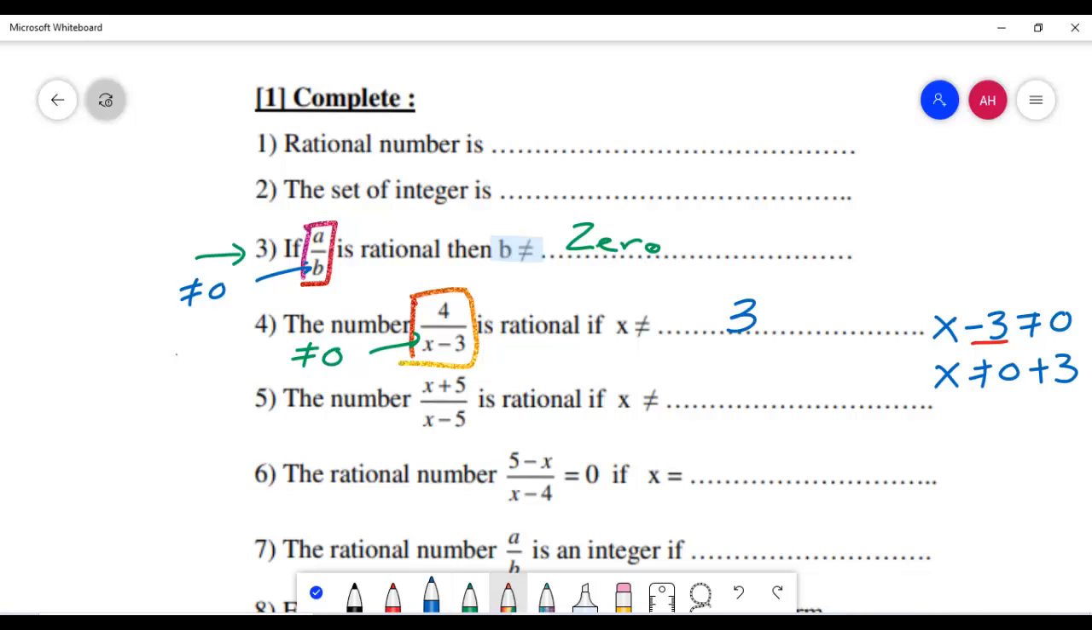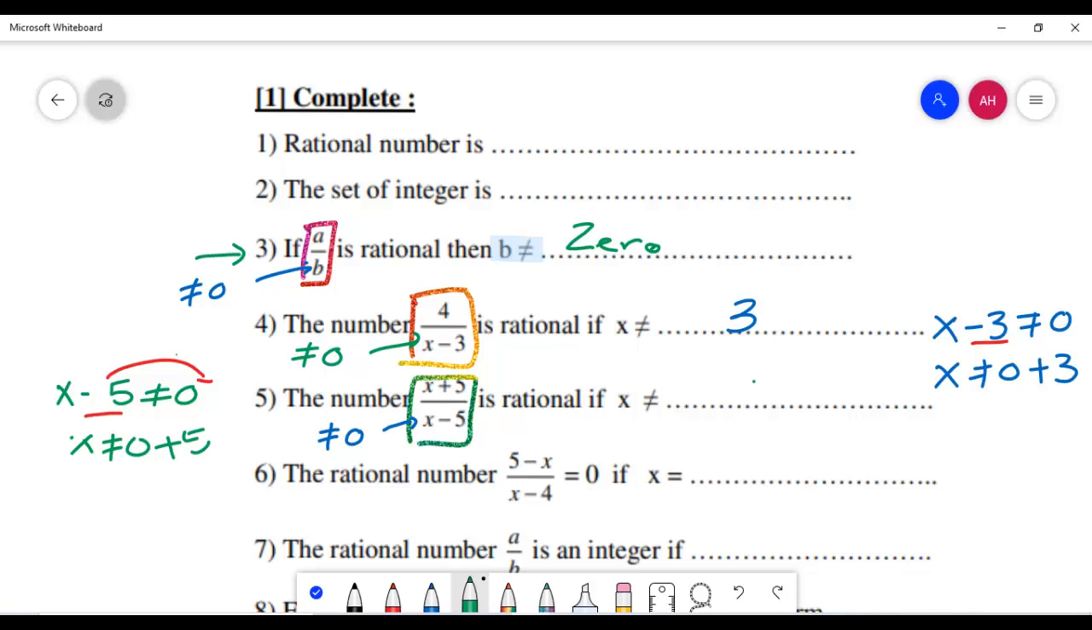Let's go now for number b. x plus 5 over x minus 5 is a rational number if x is not equal to... Again, for a fraction to be rational, I must know that my denominator should not equal 0. So, in other words, I am saying that x minus 5 is not equal to 0. By moving the minus 5 to the other side, I will have x is not equal to 0 plus 5, so x is not equal to 5. Let's go now for number 6.